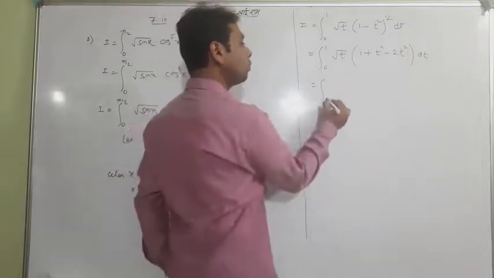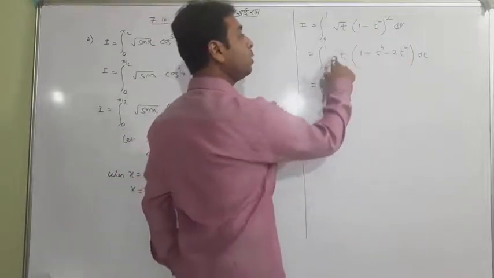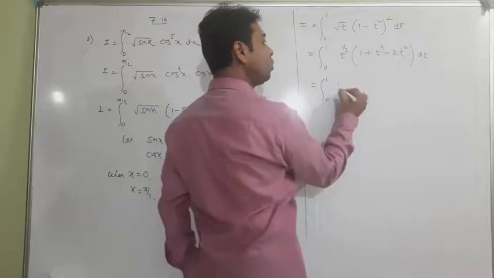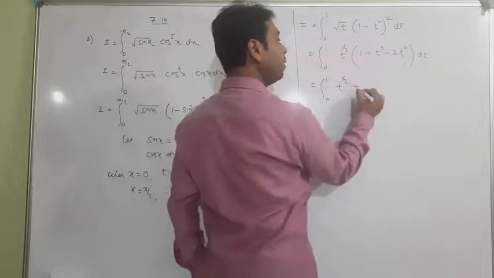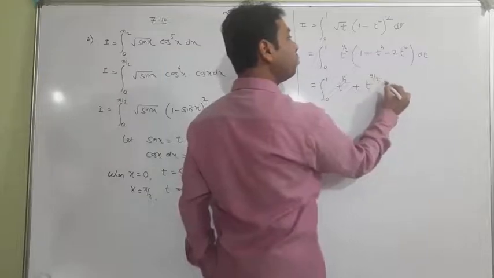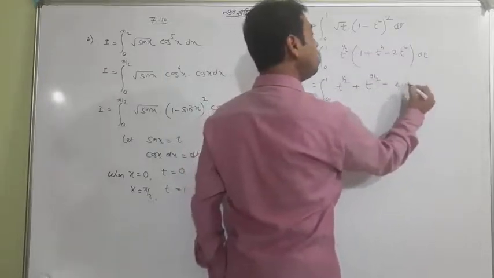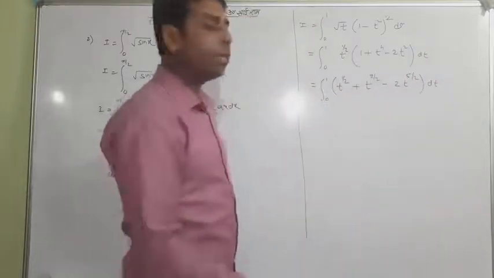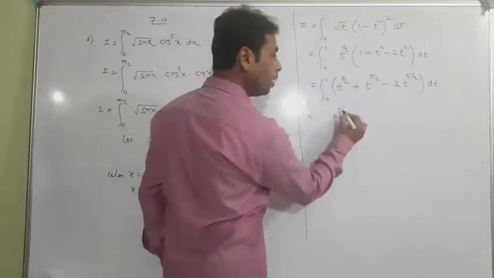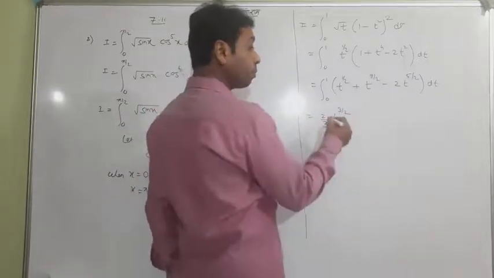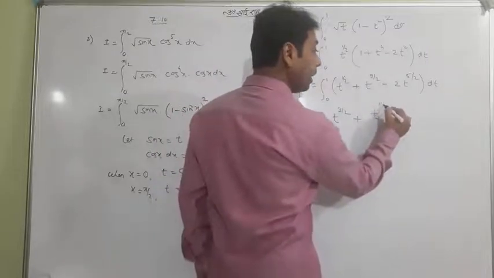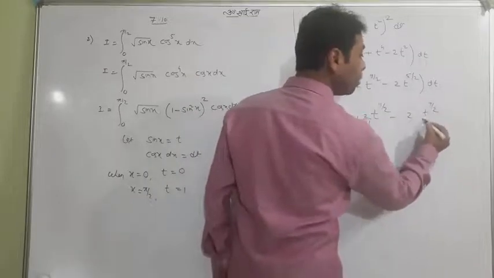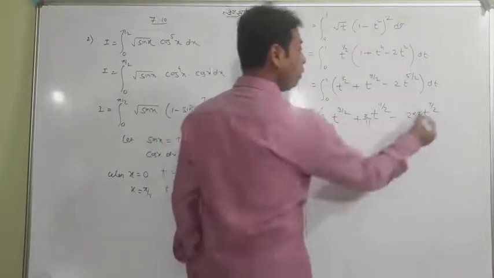Now what to do? It is t to the power half, and this is the term you multiply first. T to the power half into 1 gives t to the power half, plus t to the power 9 by 2, minus 2t to the power 5 by 2, and dt. Now you integrate each term: t to the power 1 by 2 becomes t to the power 3 by 2 upon 3 by 2, that is 2 by 3. Plus t to the power 9 by 2 becomes 11 by 2 upon 2 by 11, and minus 2 times t to the power 7 by 2 upon 7 by 2 will be 4 by 7, and whole 0 to 1.